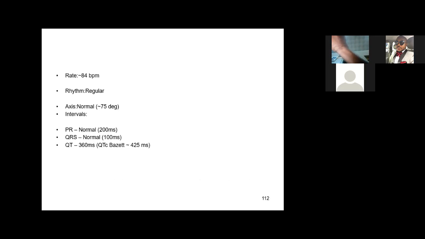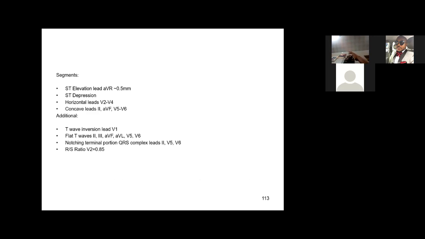The intervals: PR normal, 200 milliseconds. QRS normal, 100 milliseconds. QT 360 milliseconds. Corrected QT 425 milliseconds. ST segment elevation in the AVR lead. ST depression, horizontal, in leads 2, AVF, V5 and V6. Additionally, there's a T wave inversion in lead V1, flat T waves in the various leads there.